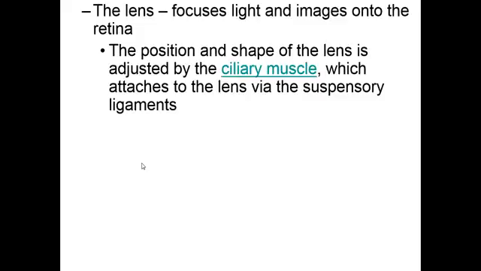Okay, the next structure we're getting into in the vascular tunic is the lens. The lens is literally just like a magnifying glass lens, or like the lenses of your glasses. Its main job is to focus light and images onto the retina so they can generate action potentials which get sent to the brain so you can interpret those action potentials and actually be able to see. The lens itself has to be able to change the focal point of light based on structures that are close to you or far away, and that is done by ciliary muscles attached to suspensory ligaments.